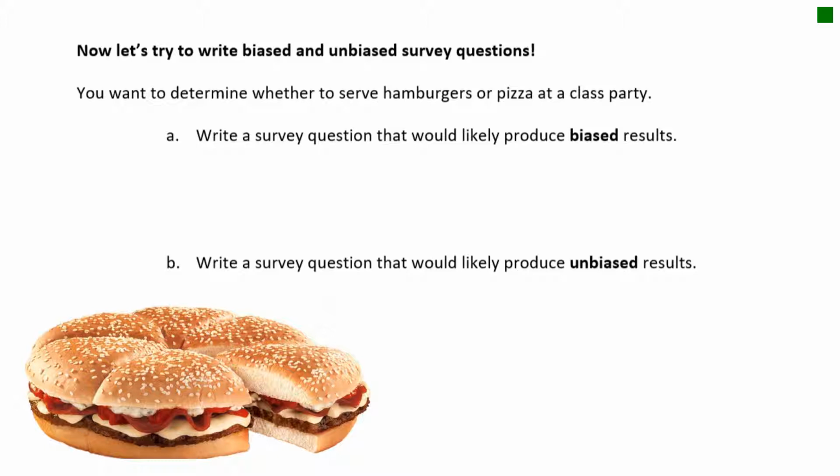Now let's try to write a biased and an unbiased survey question. I want to determine whether to serve hamburgers or pizza at a class party. So let's write a question that would likely produce biased results. I'm not going to do it. You're going to pause the video and fill in A and B. Look at what they did here though. They served hamburger pizzas. Oh my gosh. Pause the video, write your responses, please.